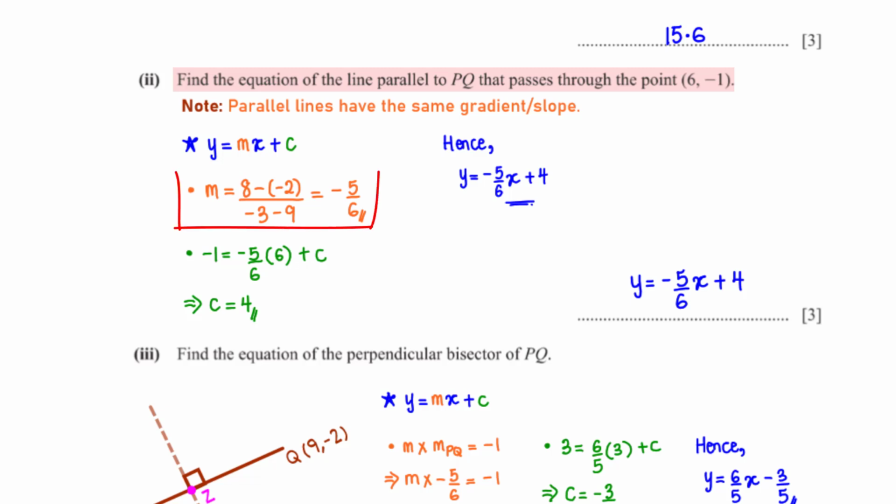The gradient of PQ is (8 minus -2) divided by (-3 minus 9), which is equal to -5/6. So now that we have the gradient and we know one set of coordinates through which the line passes, we substitute these values into the equation and this is what we get. When we make c the subject, we have c equals 4. And so the equation of the line is y equals -5/6 x plus 4.